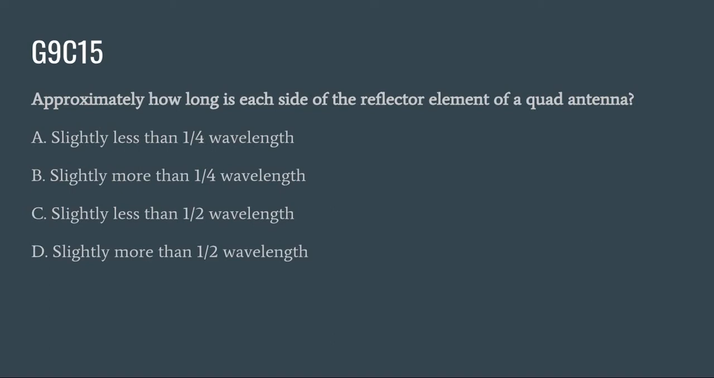G9C15, approximately how long is each side of the reflector element of a quad antenna? A. Slightly less than 1/4 wavelength, B. Slightly more than 1/4 wavelength, C. Slightly less than 1/2 wavelength, or D. Slightly more than 1/2 wavelength. Correct answer here is B. Slightly more than 1/4 wavelength.